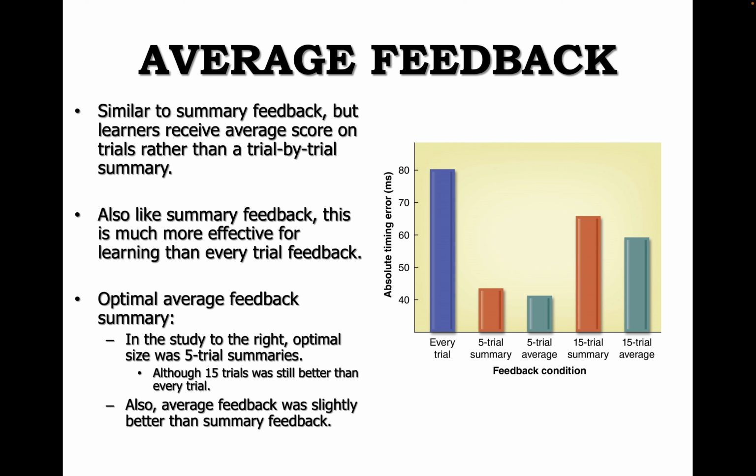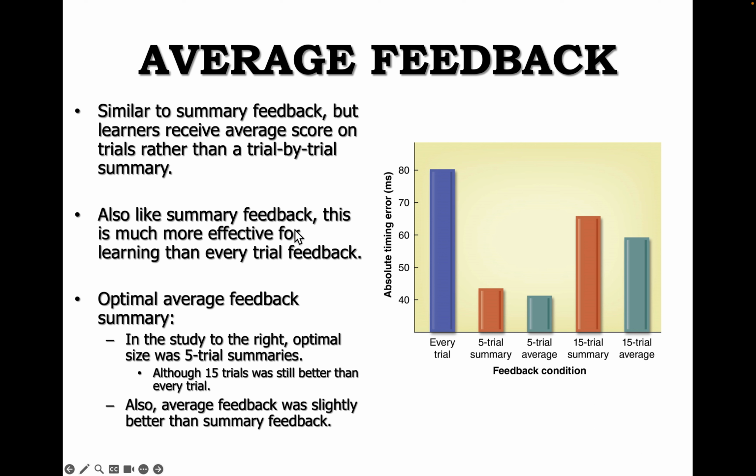So for example, the coach might say, in trial 1, you were off by 5 inches. In trial 2, you were off by 3 inches. In trial 3, you were right on. Trial 4, you were off by 1 inch. Versus average feedback takes a summary. So for example, the coach might say, to summarize your 10 trials, you were on average off the target by 2 inches.